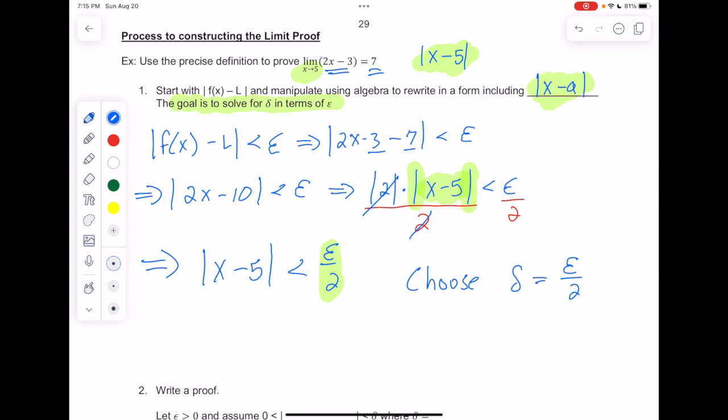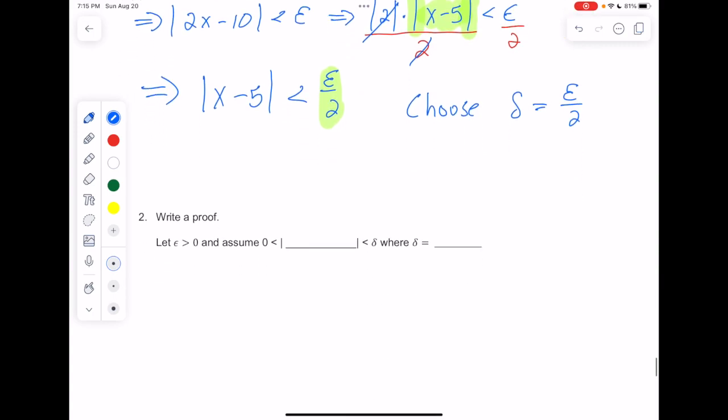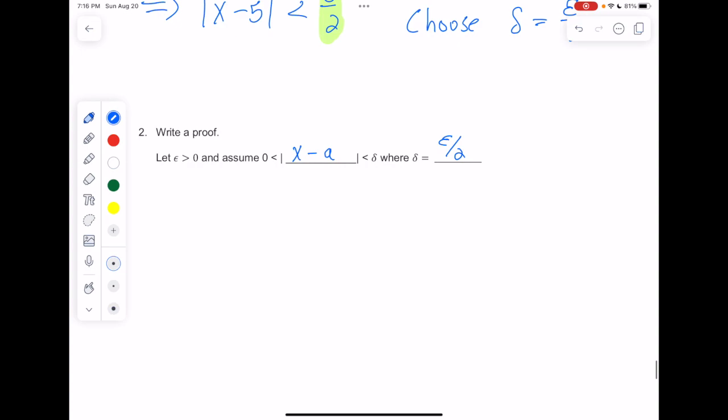So now let's see what the proof looks like. Let's suppose that the enemy, if you will, gave us an epsilon that was greater than 0. And then we're going to assume that the absolute value of x minus a is less than delta, where delta equals epsilon over 2. And that should get the job done. All right, so here comes the formal proof now.